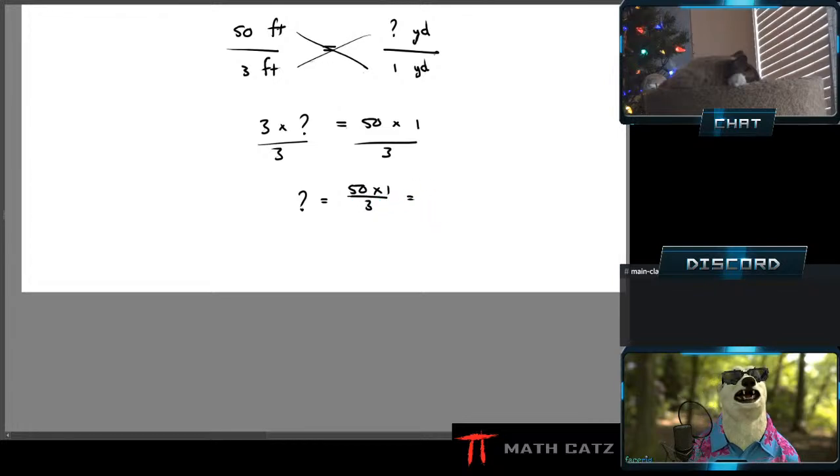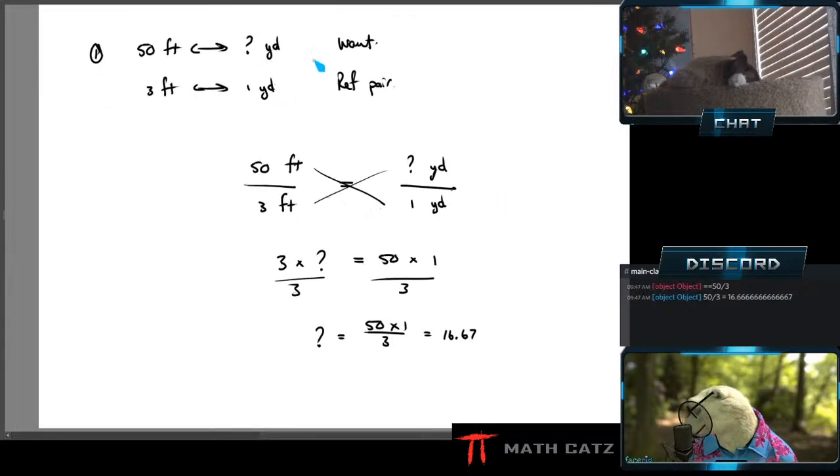Let's do it in the chat to see if MathBot is awake. That's unfortunately going to have some repeated decimals. I'll go 2 decimals, 16.67. And then I can go back up here and fill it in and say 50 yards. I should probably write out a sentence here. 50 feet, rather, corresponds to 16.67 yards.